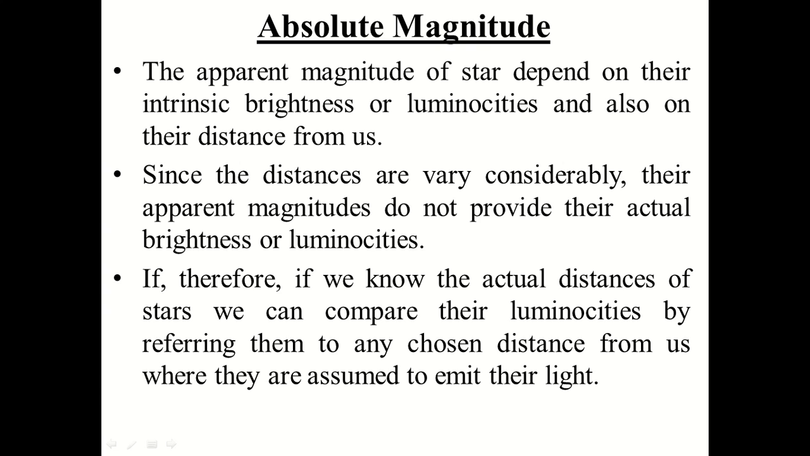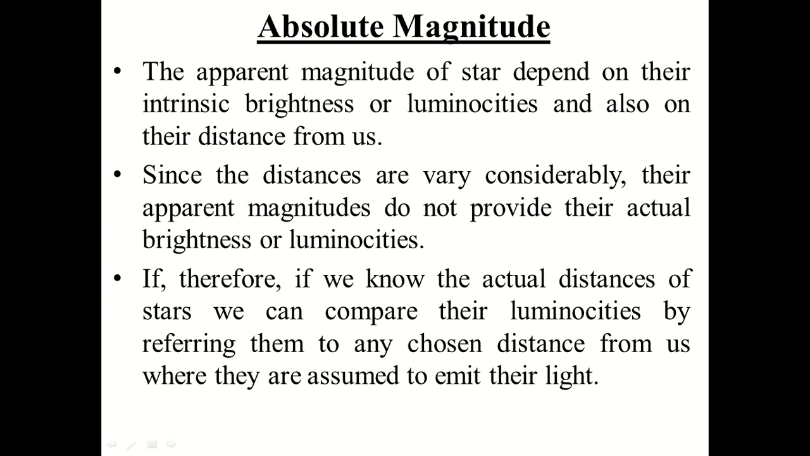In the last lecture, we said that the apparent magnitude of a star depends on its intrinsic luminosity or intrinsic brightness, and also on its distance from us. Since the distances vary considerably, apparent magnitudes do not provide the actual brightness or actual luminosity.